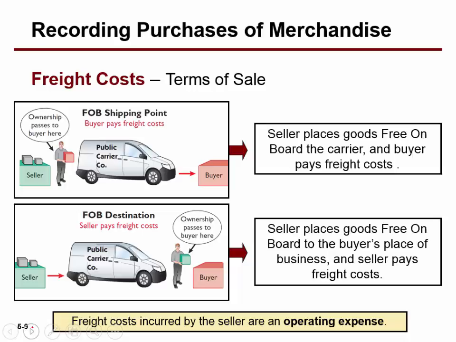Okay? And so what happens? We take a look at our freight costs, and we define the freight cost under two different scenarios: free onboard shipping point, free onboard destination. Free onboard shipping point means that title transfers to the purchaser at the time that this person puts the item on the truck. This person was probably hired by the purchaser to come and pick up those goods for us.